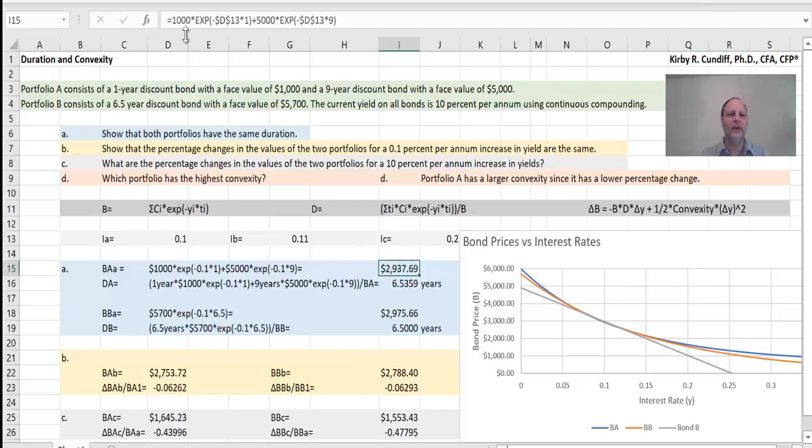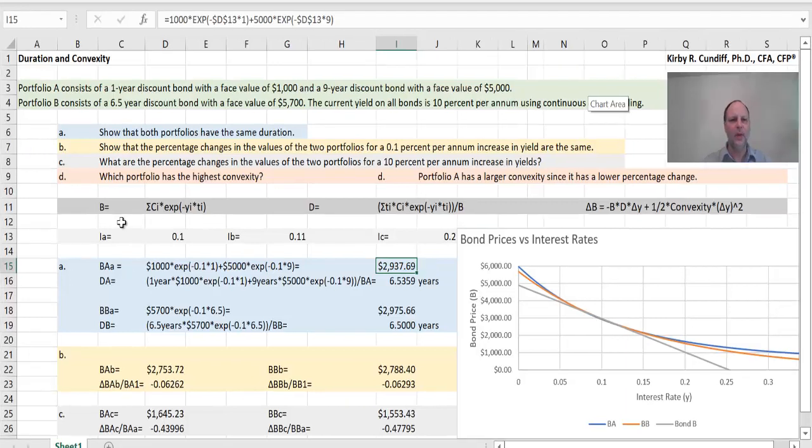And we do the calculation in Excel. 1,000 exponent of minus 0.1 times 1 plus 5,000 exponent of minus 0.1 times 9 gives us $2,937.69. So that was from the equation right here for the bond or portfolio's price. Now we need to use the next equation here for the duration of a bond or portfolio. Duration equals, again, the discounted sum of all the portfolio's cash flows, but now multiplied by the time in which each cash flow takes place, all of that summed and divided by the bond's price.